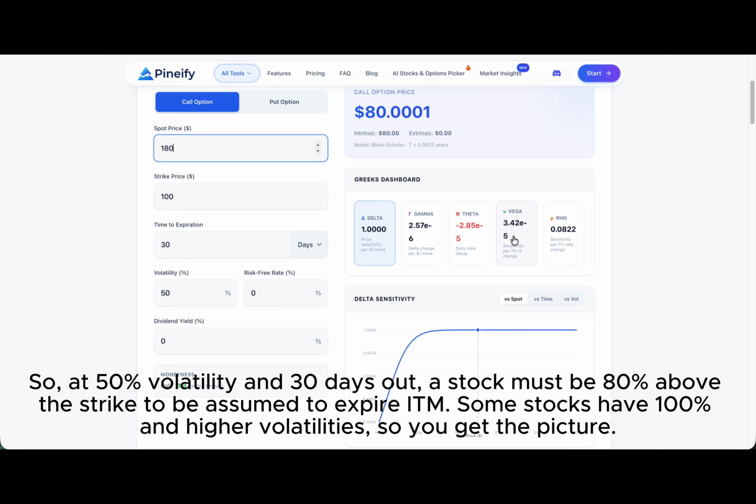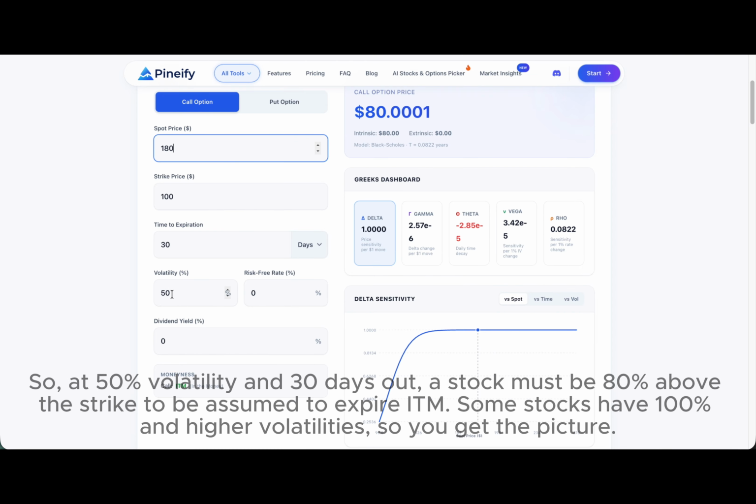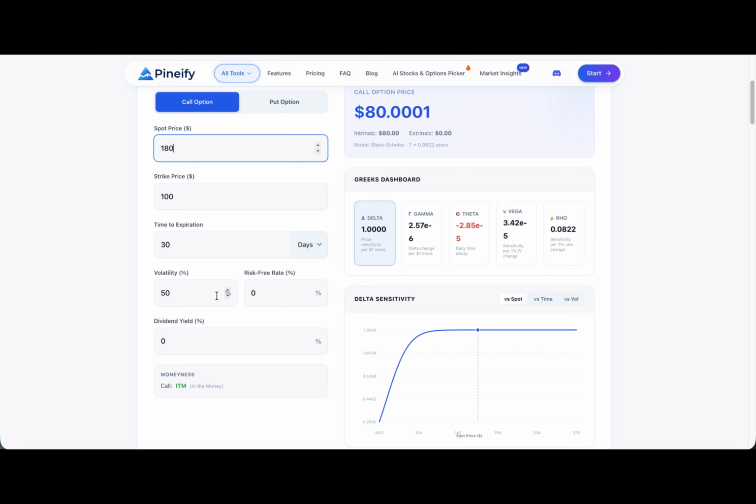And what this means is that with 30 days out, you need the option to be in the money by 80%, or you need the stock to be 80% above the strike, so that it can offset the volatility of 50%.